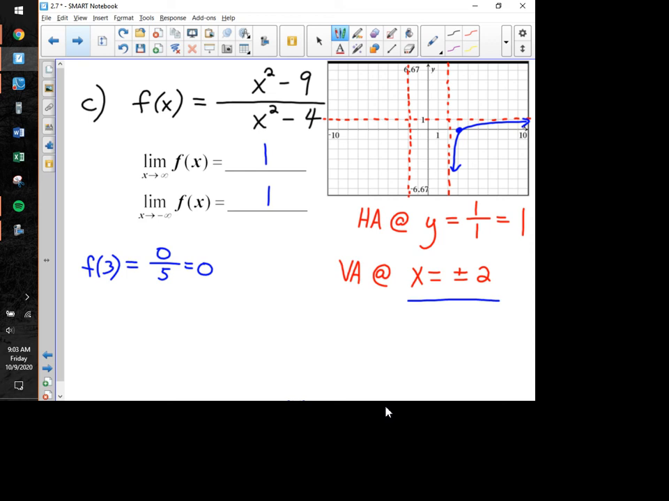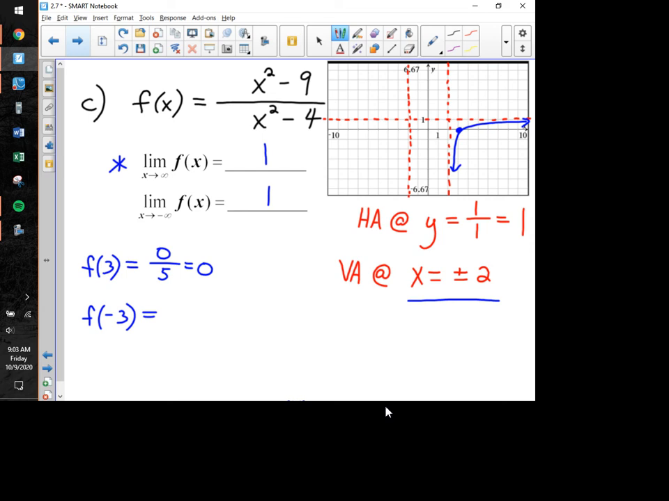And that seems to support this answer that we've already come up with, that the limit as x approaches infinity of f of x is equal to 1. All right, let's go a little bit further. Let me put in a value way off to the left now. Let me go ahead and put in f of negative 3. Well, this is going to be fun.